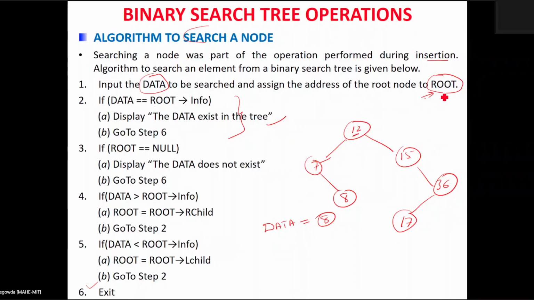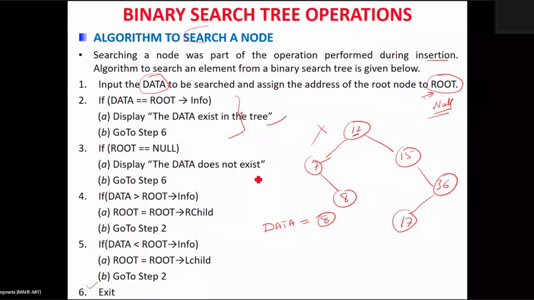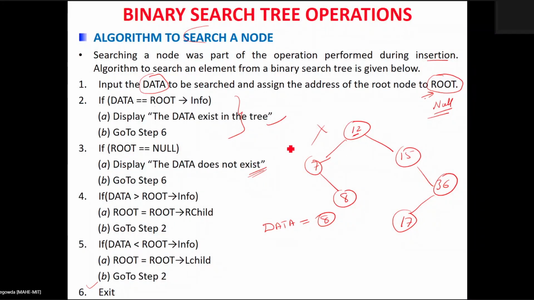As long as the binary search tree does not exist, the root pointer holds the null value; otherwise it holds the address of the root node here. Suppose the root value is equal to null. It is understood that the BST is empty or not present, so you display that the data does not exist. There is no need of searching, so you terminate straight away.